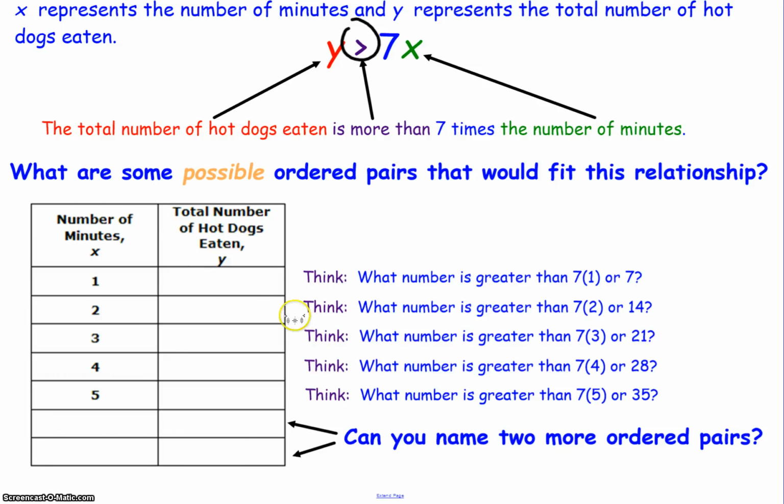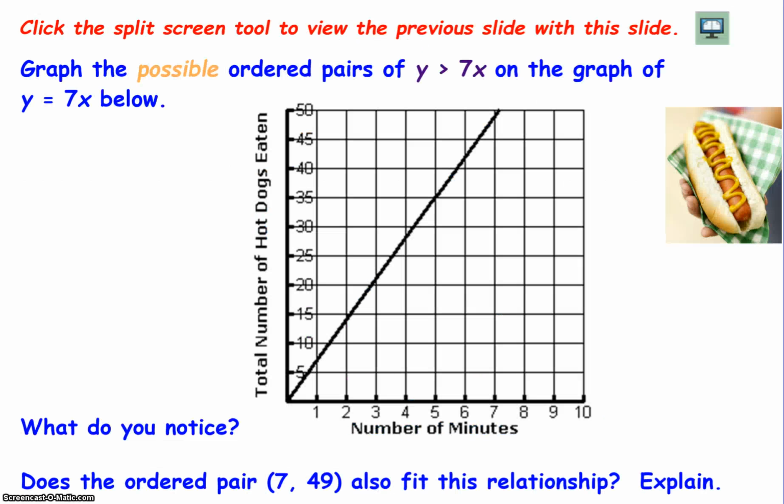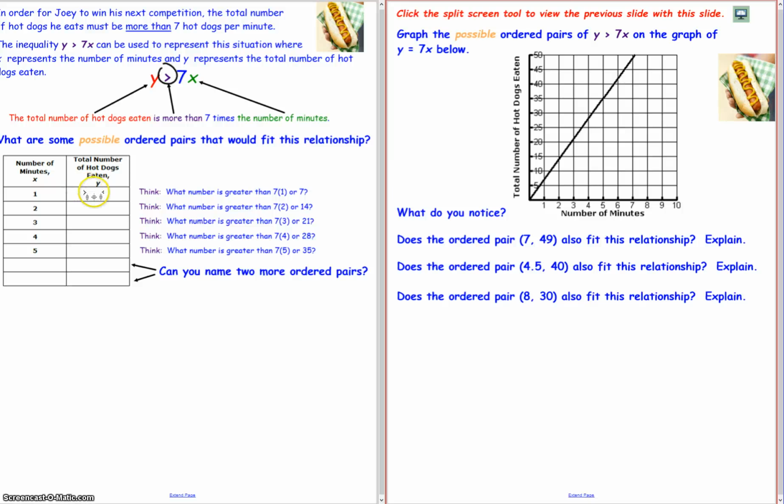We're going to go ahead and skip this slide. We'll explain it a little bit in a second. So click the split screen to view the previous slide of the graph. So graph the possible ordered pairs. So we're going to go to split screen. And we should have had 7, 14, 21, 28, 35, 42, 49.